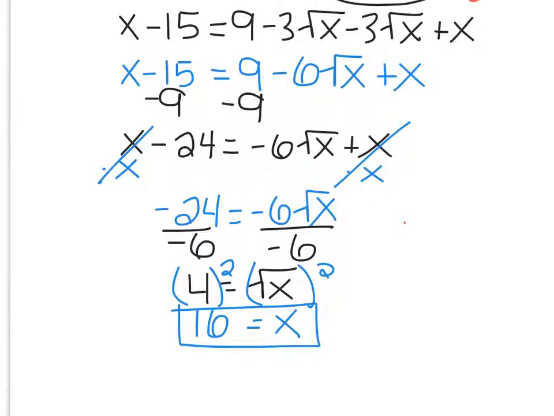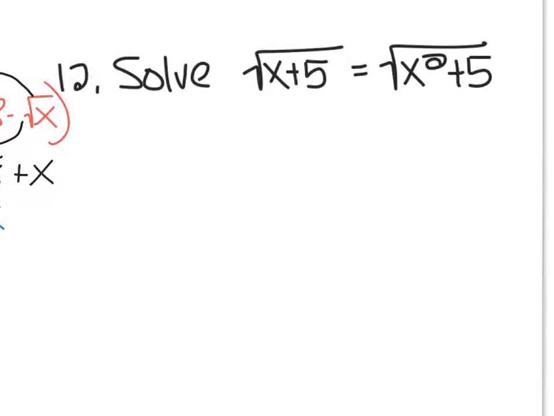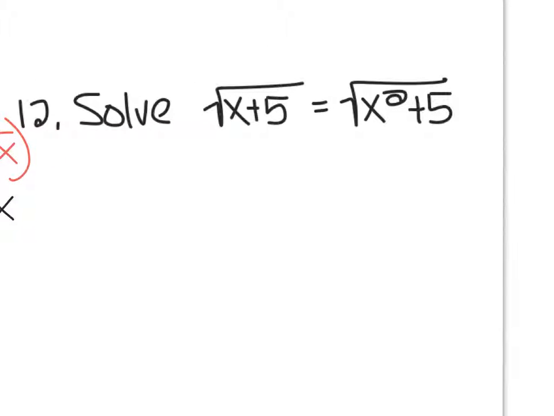Now I'm actually going to do one problem on your homework. So go to number 12. Alright. So we have two square roots, and both of them are already by themselves. So you'll see here, this radical is all by itself. This radical is all by itself too. So there's nothing we can really do. We can't move anything over. So directly from here, if you have a radical on one side and a radical on another, you can go ahead and square it.